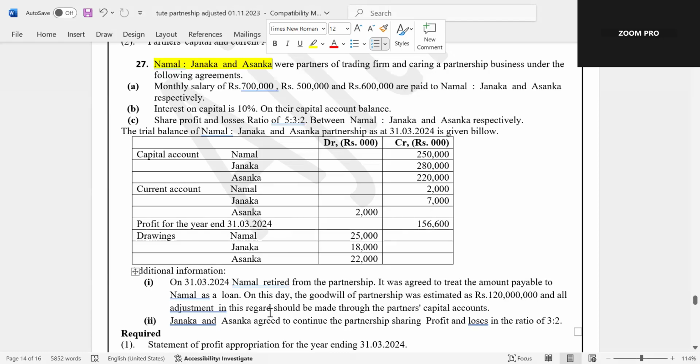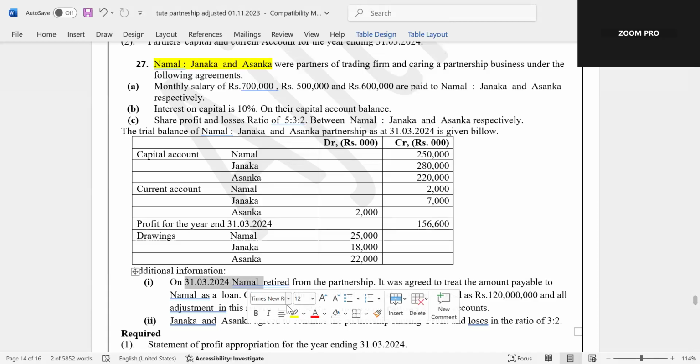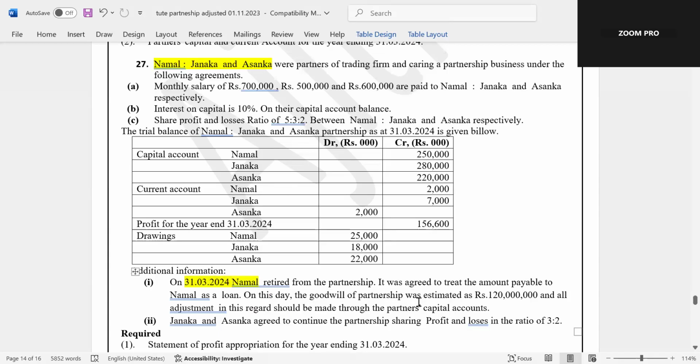Think of the adjustments on 31st March 24. Namal retired from the partnership. The date is very important: 31st March 24 means the end of the year. Namal retired at the end of the year. It was agreed to treat the amount payable to Namal as a loan. On this date, goodwill of the partnership was estimated at 120,000.